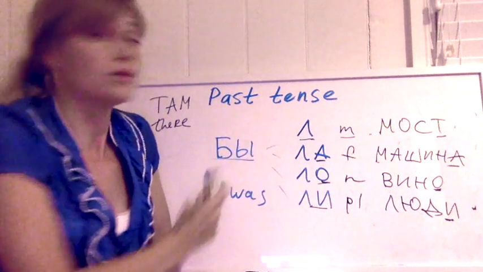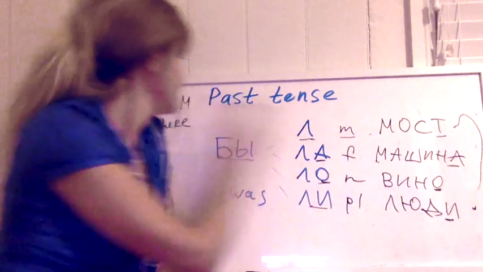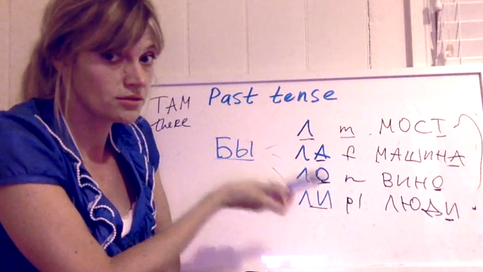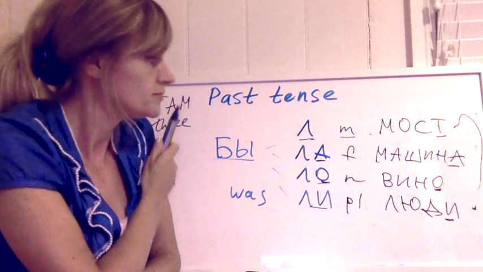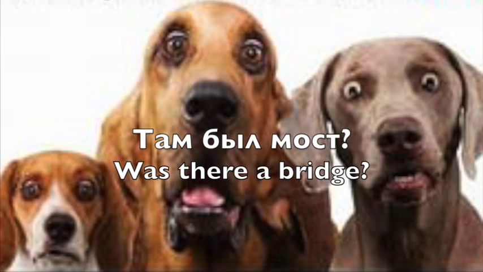If you put a dot here, it will be affirmative. Там был мост. There was a bridge. It's a fact. Ta-da. If it's a question, там был мост? Was there a bridge? Cool. All right.